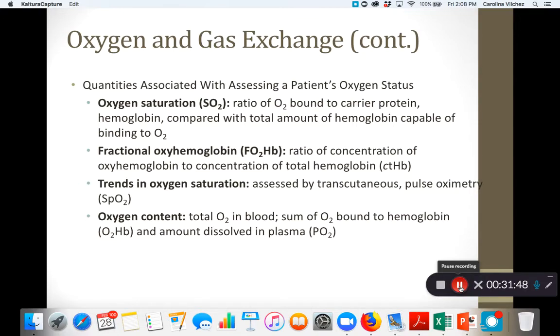And trends in oxygen saturation are assessed by transcutaneous pulse oximetry. And the oxygen content is measured by getting the total oxygen in blood, the sum of the oxygen bound to hemoglobin and the amount of dissolved oxygen in plasma.